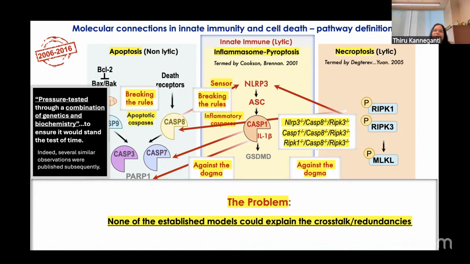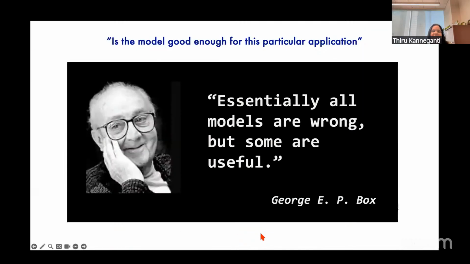But the problem is none of these established models could explain this crosstalk. Necroptosis doesn't explain it because caspase 8 is involved in our pathway. Inflammasome pyroptosis doesn't explain it because more than inflammatory caspases are involved in our pathway. So what do we do? I think we have to go with the right model. Dr. George Box, a famous statistician, says that essentially all models are wrong, but some are useful. So we always have to ask, is the model good enough for this particular application or not?